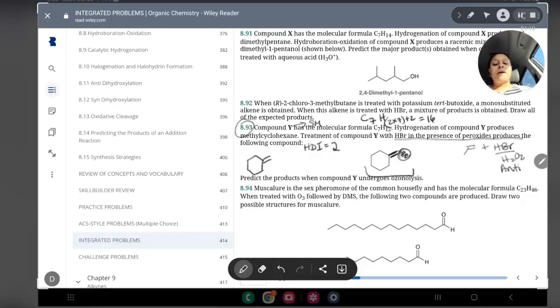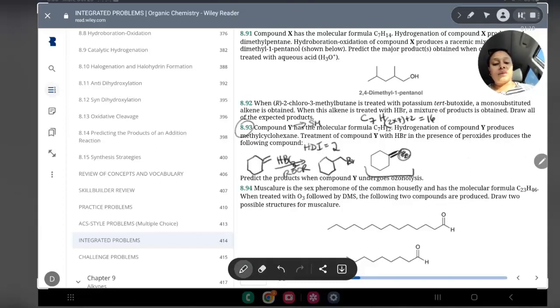Now, when I draw the reaction of that, it's HBr plus our peroxide, so it can be any kind of peroxide. It's usually actually not H2O2. We should just do ROOR. That's actually more common, and that gives us this compound. So the second part of the problem then says, knowing what compound Y is, now we're going to do ozonolysis.